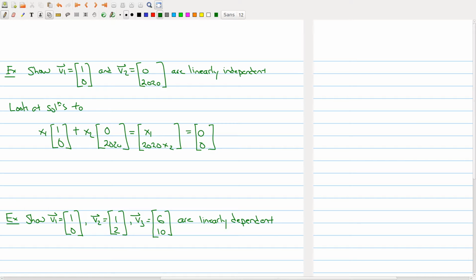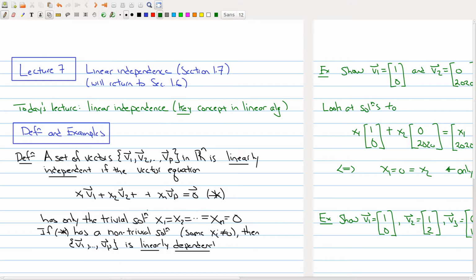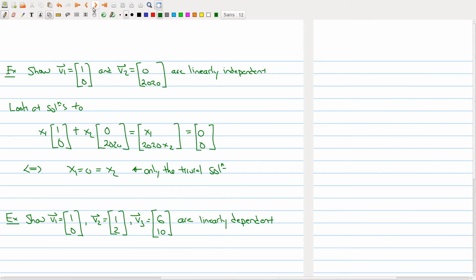If we look at this component-wise, what we need is x1 to be 0. This will only work if x1 is equal to 0. And if we look at the second equation, we get 20 times x2 is equal to 0, so x2 is also equal to 0. So we get only the trivial solution. These are the only values of x1 and x2 that I can put in to make this equation true. So these two vectors are linearly independent according to the definition, because the only solution to the vector equation is the trivial solution. Let's look at the second batch of vectors.